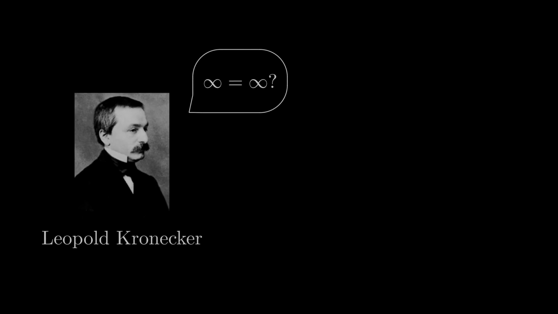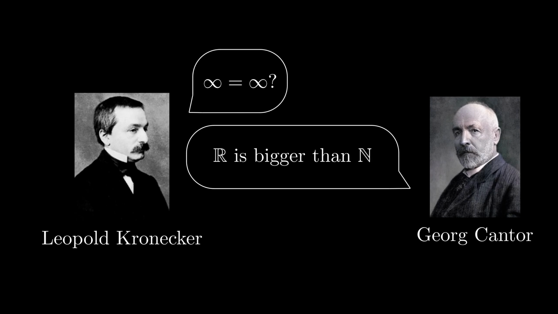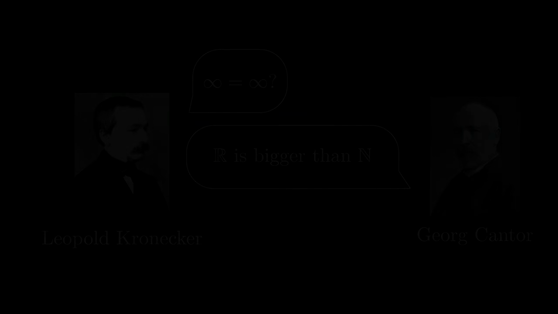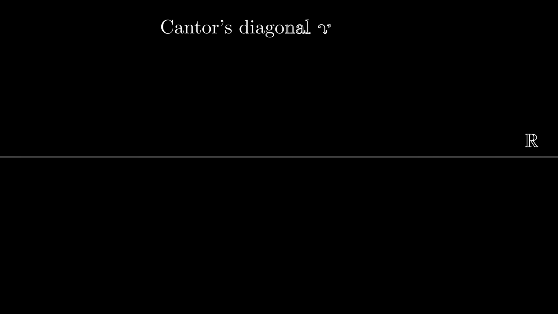For the longest time, mathematicians thought that infinity is just infinity, and they are all the same size. But in 1891, German mathematician Georg Cantor showed that the reals are a bigger size than the naturals, with his famous Cantor diagonal argument. The argument focuses only on the closed interval 0-1. The closed interval AB refers to the set with all numbers between A and B, including A and B themselves.